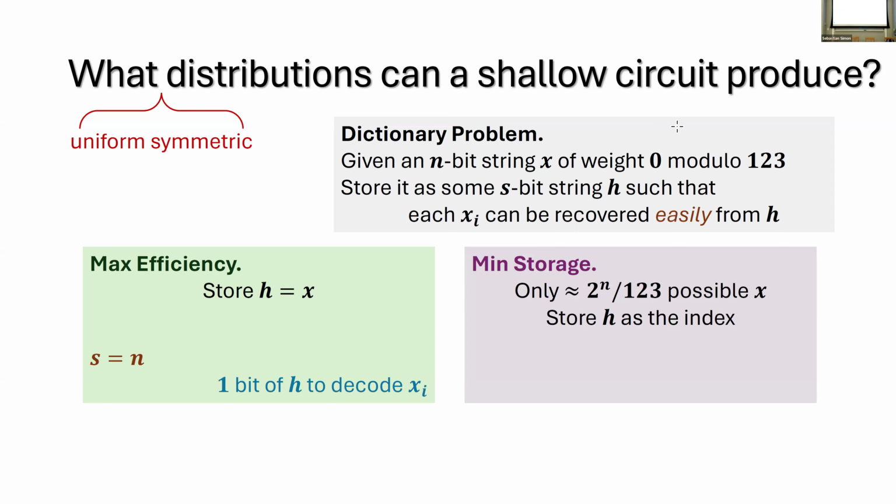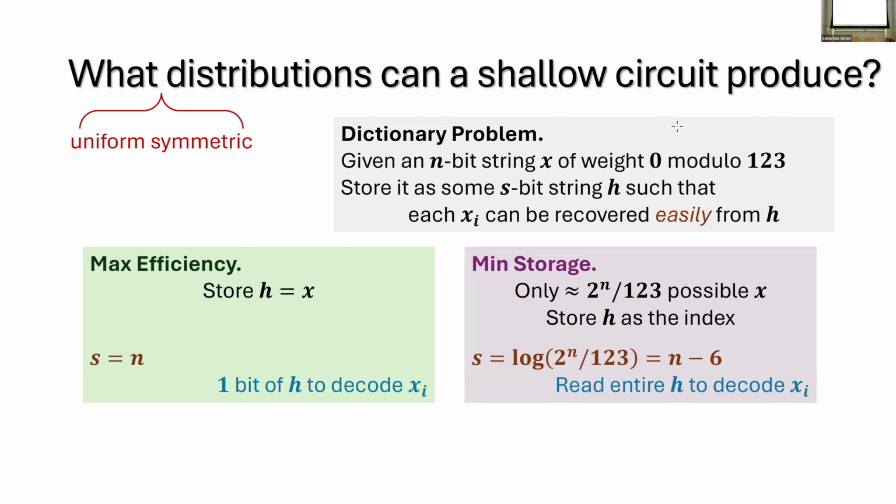On the other hand, we can minimize the storage, ignoring the efficiency. Notice that I fix the Hamming weight of x to be 0 modulo 123. So there are roughly 2 to the n over 123 many possibilities. So I can just use the data structure to store the index of my input, like which one of these 2 to the n over 123 possibilities did I get? In this way, the storage is roughly the logarithm of 2 to the n over 123, and that's n minus 6. So you can save 6 bits in your storage.